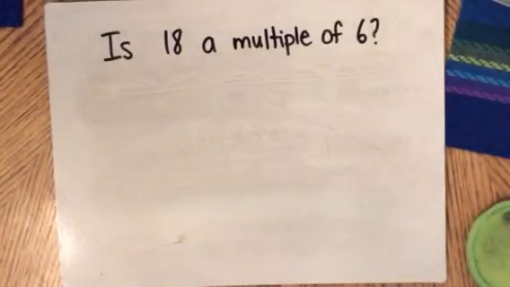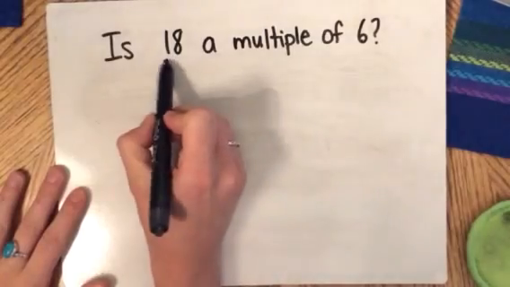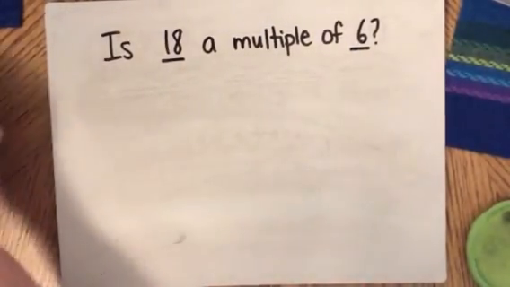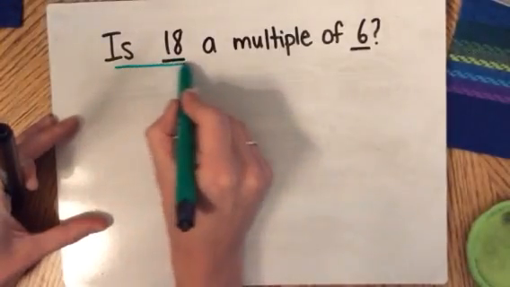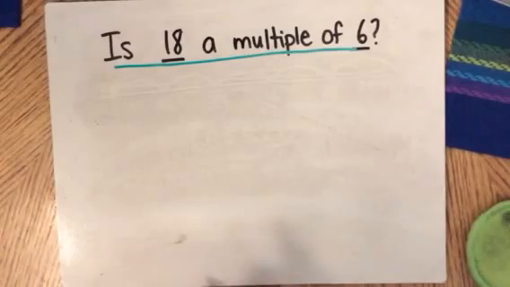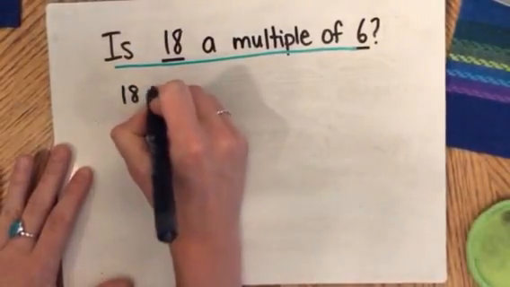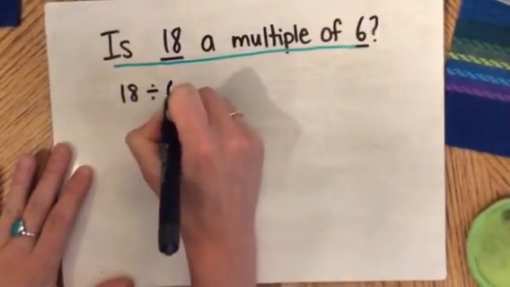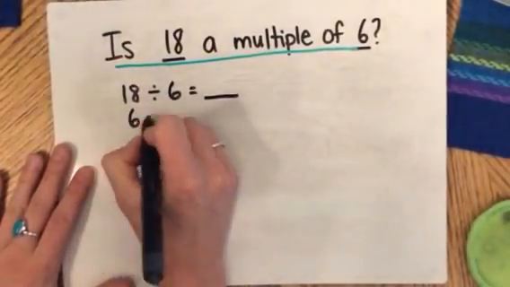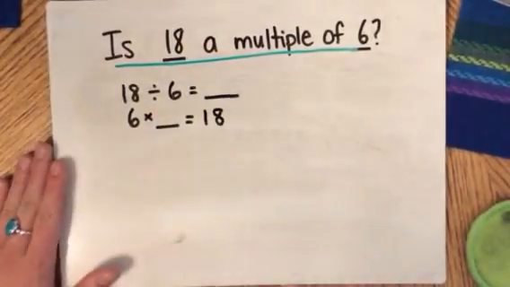What does this question mean? If I use ROMAT, underlining key information, I'm looking at the numbers 18 and 6, and the question is, is it a multiple of 6? What operation would I use? In other words, can I divide 18 by 6 and get something? Or could I do 6 multiplied by something and get a product of 18?